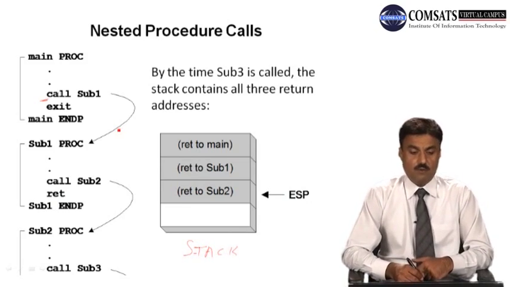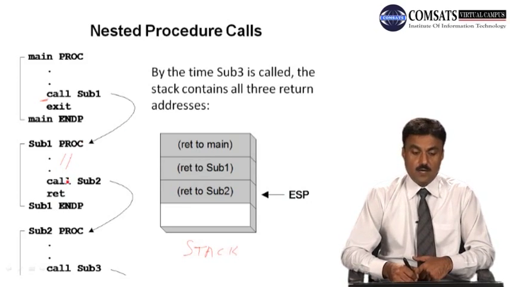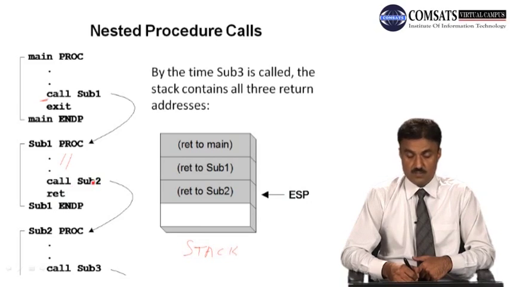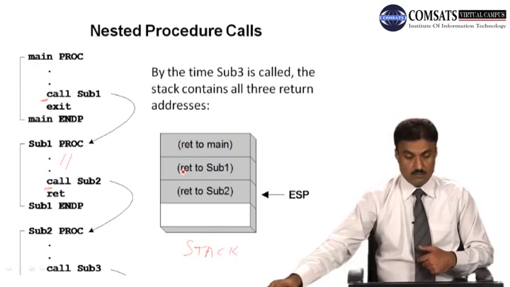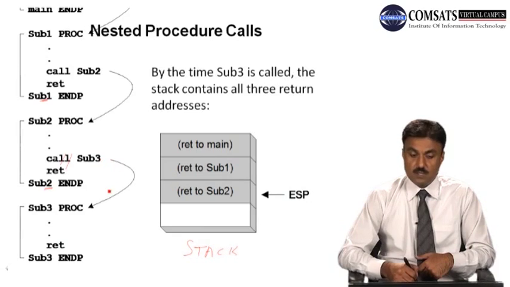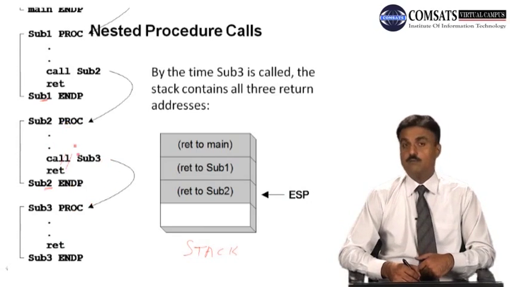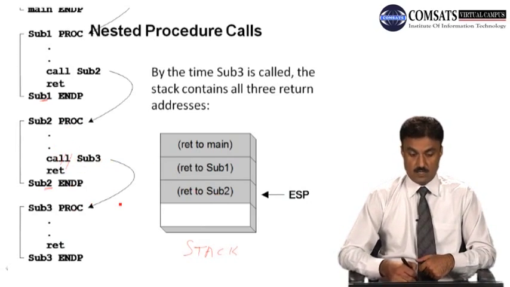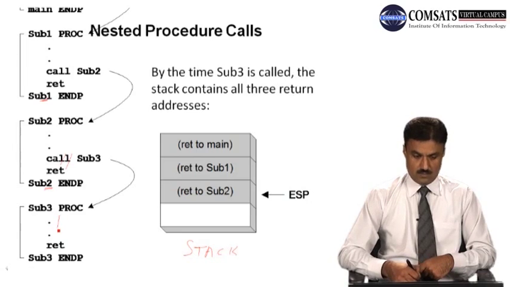Now what will happen when we are executing this procedure, and if we are calling the next procedure, sub2? Before going to call this sub2, the next instruction that will be performed inside this sub1 will be stored. So the return to sub1 is also stored here. After that, we call sub2, and from sub2 we are calling sub3. So the return to sub2 is stored inside the stack.